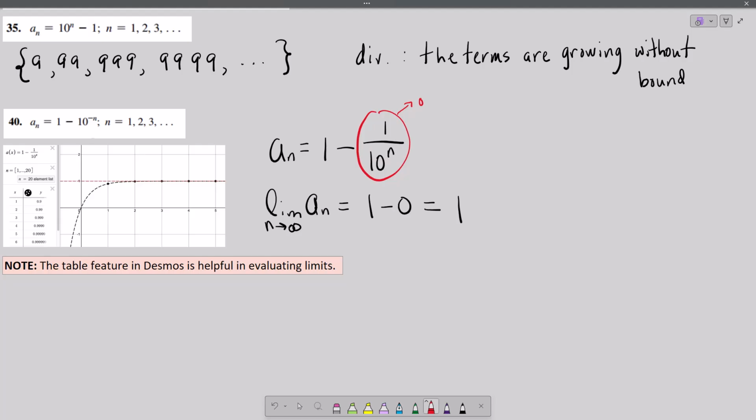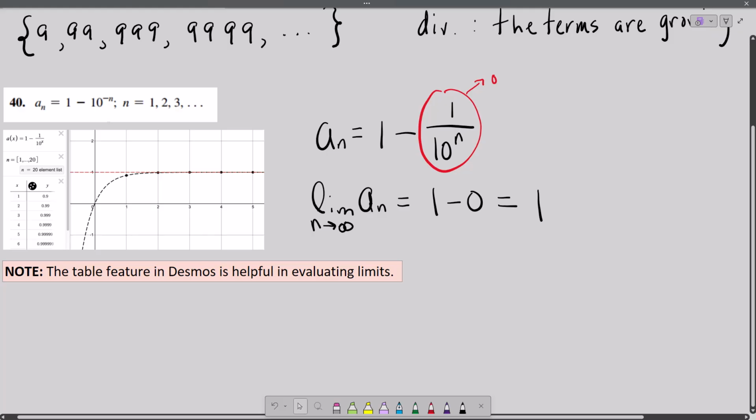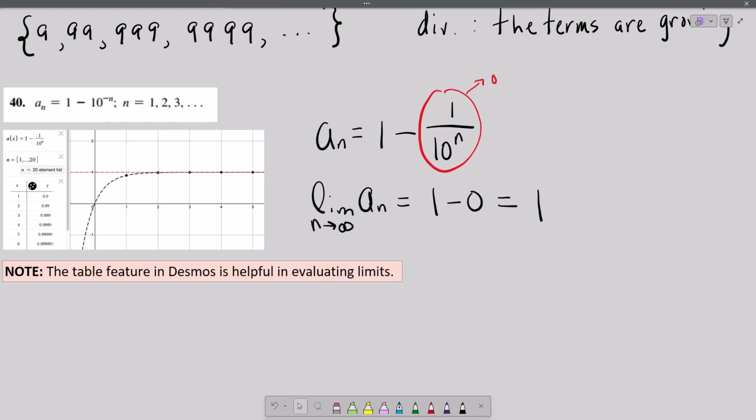So the overall limit is 1, and if we look at the graph here, sometimes when you go to Desmos or some of these graphing utilities, it doesn't take very many terms, and the dots all of a sudden look like they actually are equal to 1, when we know that these are not equal to 1. If you look at the table feature in Desmos over here, you can set up a table pretty easily, and you can see that we're not actually equal to 1, but we're approaching 1. The graph looks like we're equal to 1.